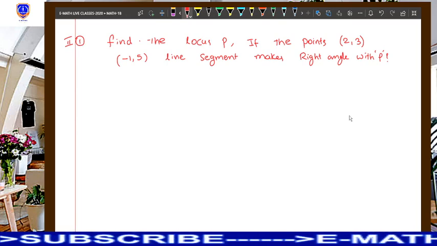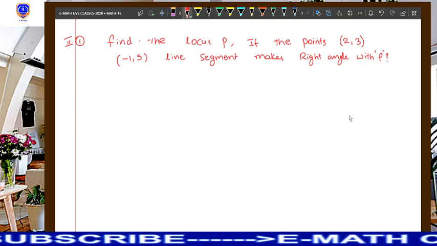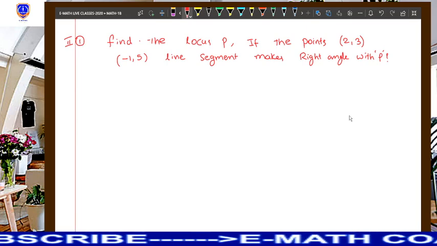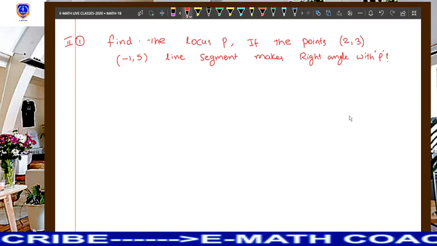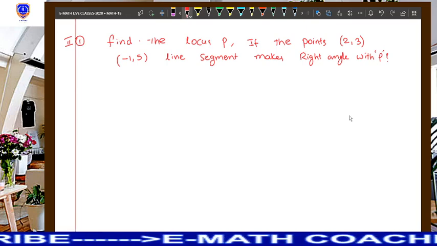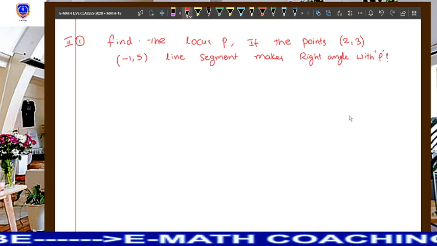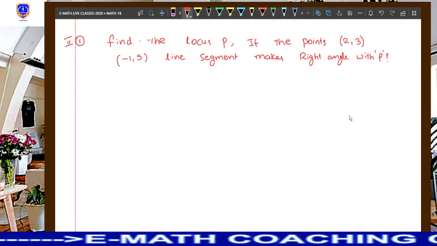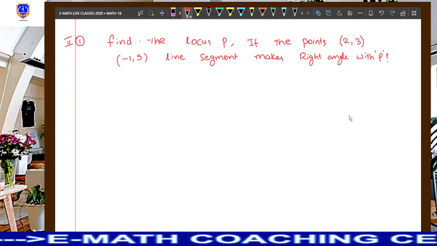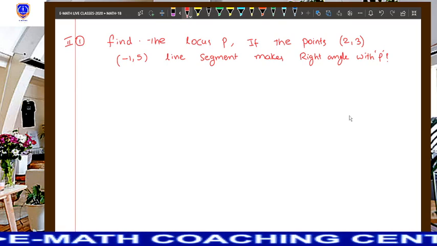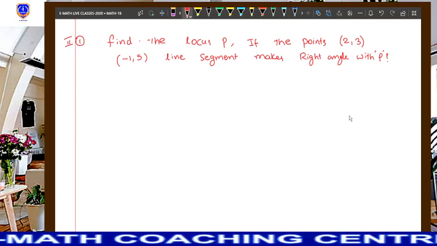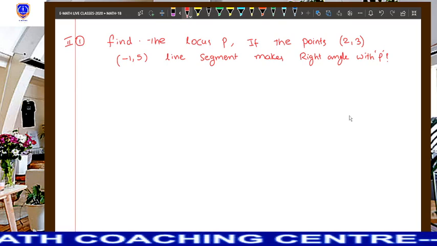Today in this session, we are discussing mathematics part 1B for intermediate for both states, Andhra Pradesh and Telangana. The topic is locus. Take a look at the question.